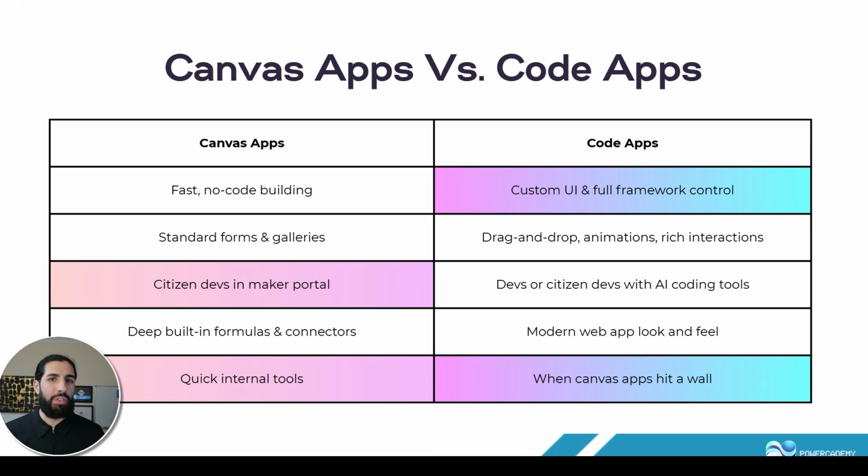And I'd say Canvas apps are great for quick internal tools. For example, if you want to connect to a simple SharePoint list and have a Power Automate flow run approvals based off that, Canvas apps are still the way to go.